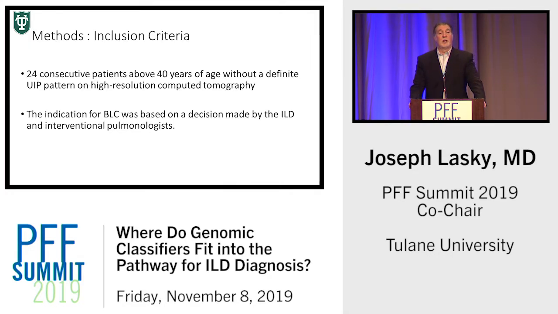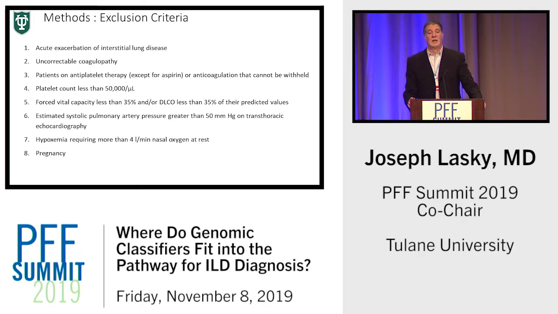So we looked at 24 patients above 40 years of age without what we'd call a definite pattern of UIP. Now remember, this study started before the white paper came out and was published, so there may be a little bit of confusion in regard to that. The indication to get this biopsy was based upon a discussion between Dr. Kerr and myself. Here's the exclusion criteria, and by and large, we just excluded people that we thought were too sick to get a biopsy, or we thought that they might bleed.